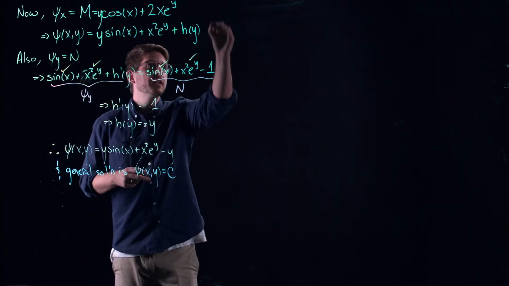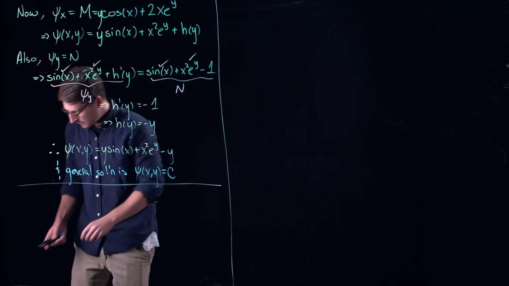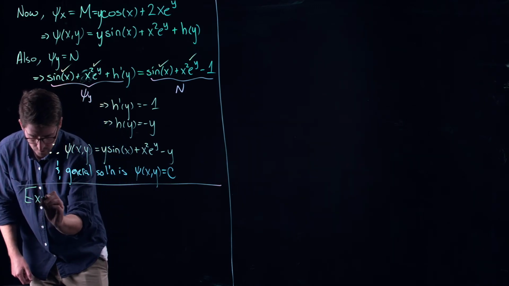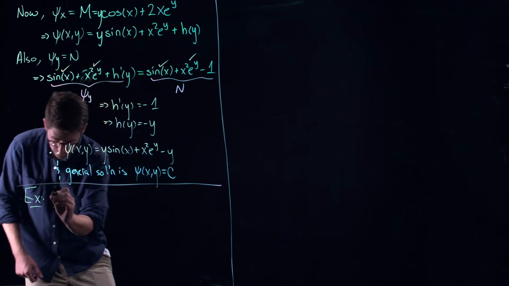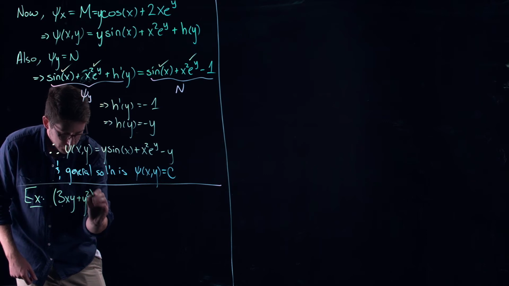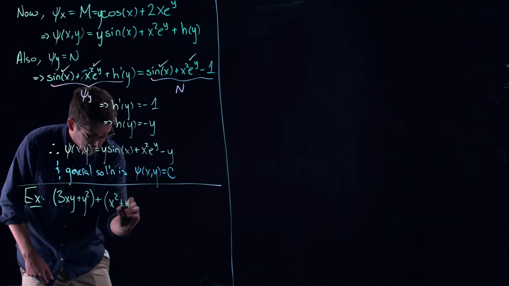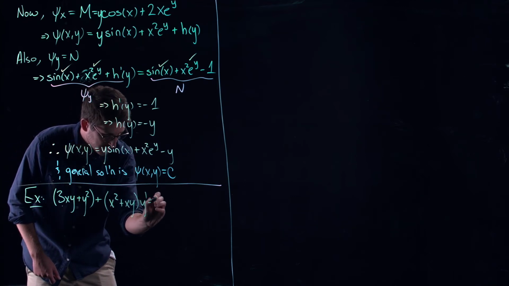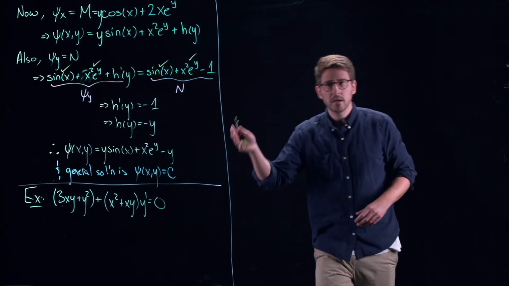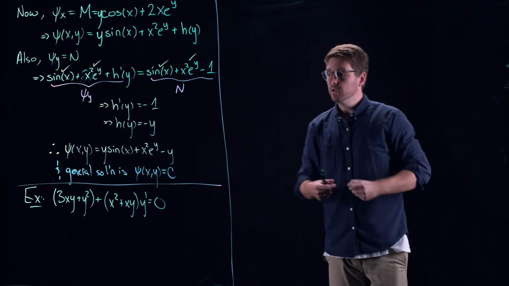Okay, we're rolling with this. Let's do another example. Let me start down here. So here's the example. I've got 3xy plus y squared, and then plus x squared plus xy, y prime, is equal to 0. Again, I wrote it in brackets so you can easily identify M and N here. It's written in the form that says you should check if it's going to be an exact equation.